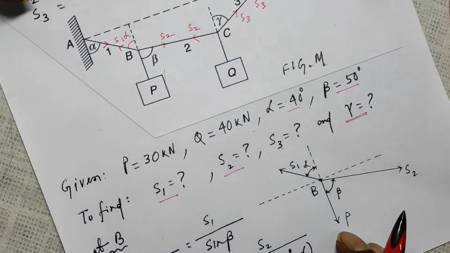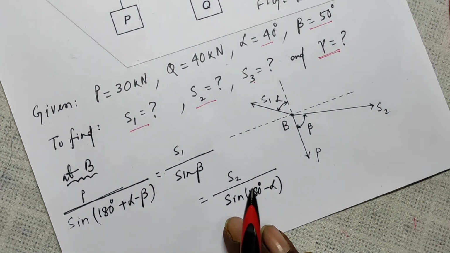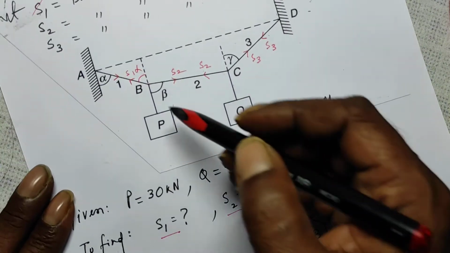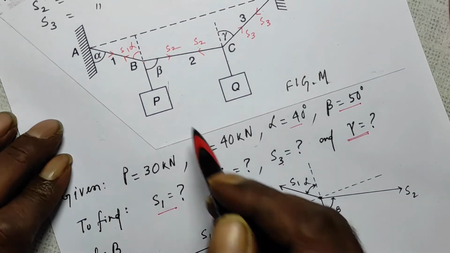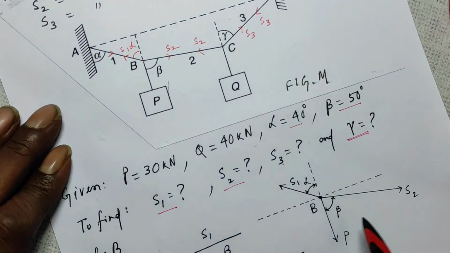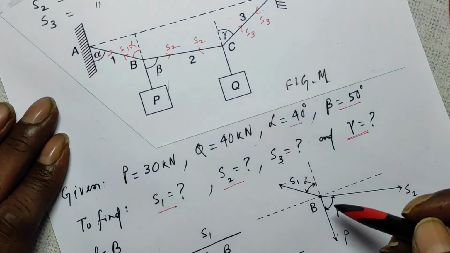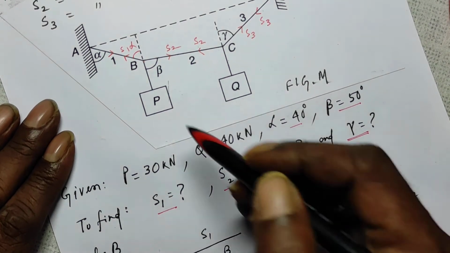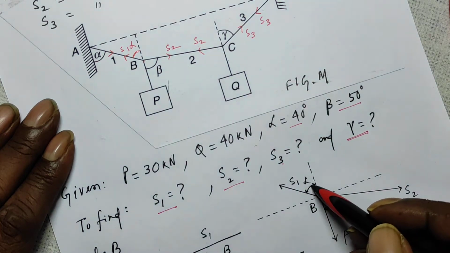I have redrawn the diagram for you. At point B, there are three concurrent forces. Here is your S1 to this side. S2 is to this side, which I have shown here. The weight P, the load P, is to this side. And as I explained, this angle is alpha, alternate to this angle. So this is your alpha.